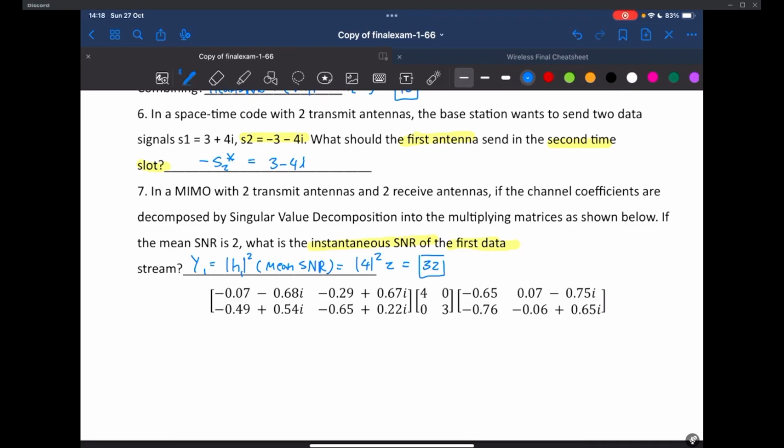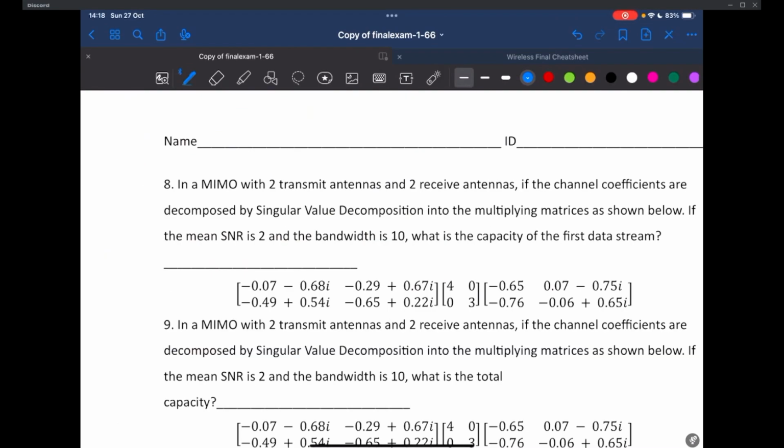The mean SNR, I believe it's in my cheat sheet. Next question is MIMO as well. Same thing, but we're trying to find the capacity this time, the capacity of the first data stream. To find the capacity, the formula is the bandwidth times log base 2 of 1 plus SNR times the lambda, sorry. So this would be 10 for the bandwidth, times log base 2 of 1 plus SNR of 2 times the lambda, which is 4 here in this case, so it would be 4 to the power of 2, which would give us a value of 50.44.